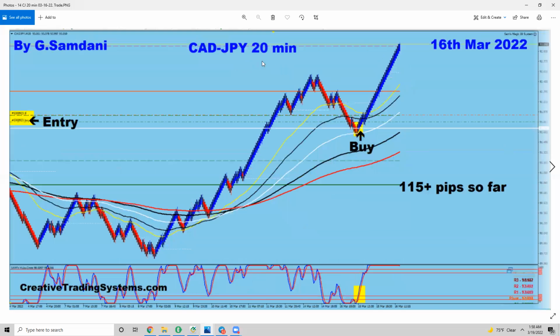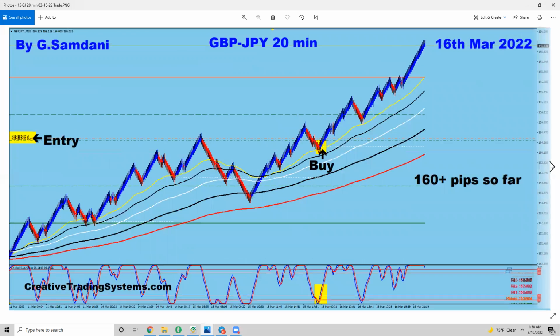And let me see. Okay, see the CAD yen, I held it again. That's the same one, same entry, but it went all the way to 115 pip into the 16th. Pound yen has another story. I'm going to show you the yen index chart.